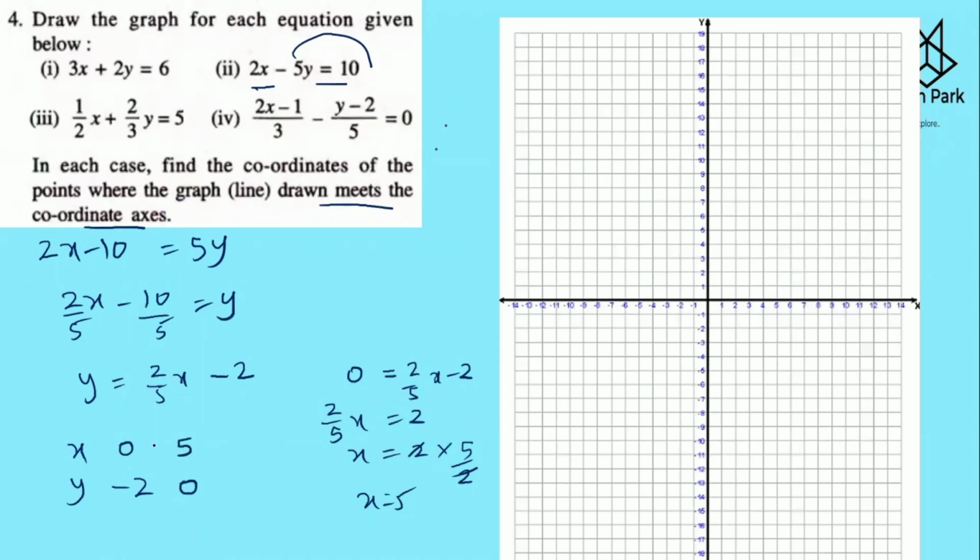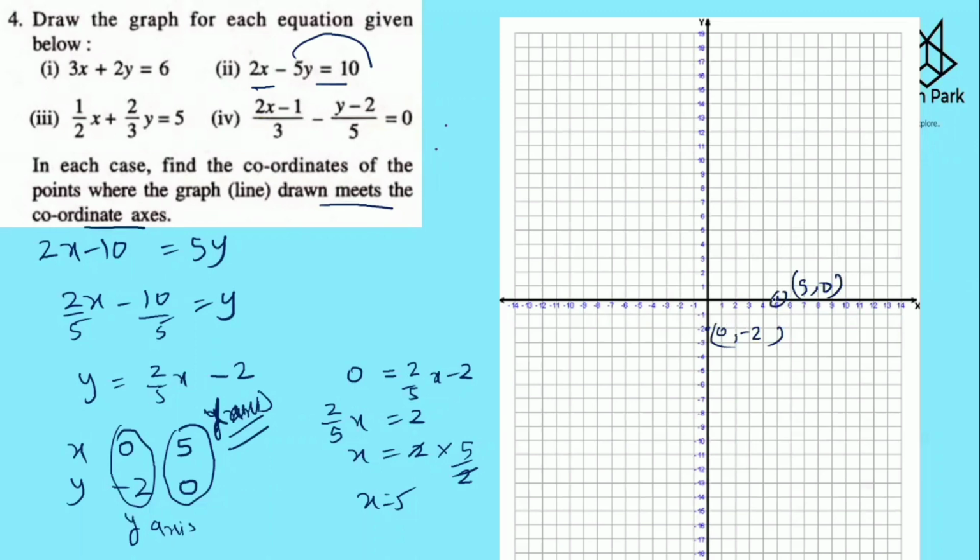Let us take these 2 points, x is 0 and y is minus 2. So 0, minus 2 is the point where the line meets y-axis. And x is 5 and y is 0. So 5 comma 0, this is the point where the line meets x-axis. So you need to write this in sentence form.